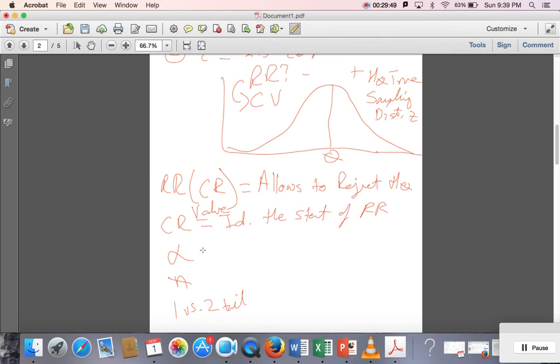What is alpha level? Alpha level is defined as the probability of making a type 1 error. What is a type 1 error? This is where we incorrectly reject the null hypothesis. So in other words, for whatever the reason may be, we may have incorrectly rejected the null hypothesis.